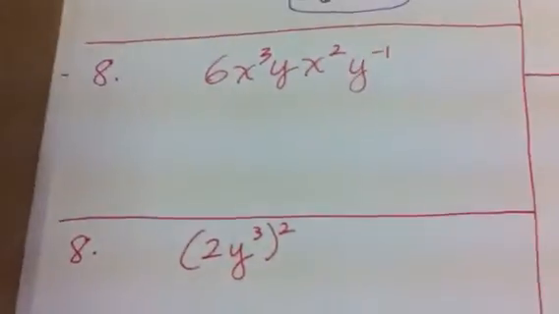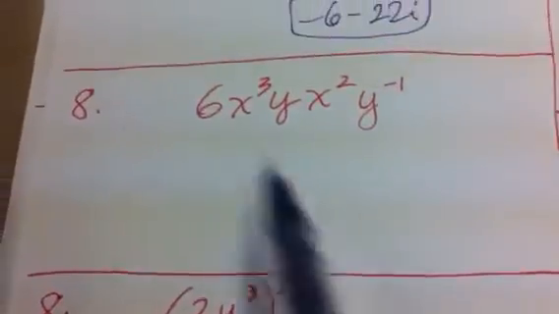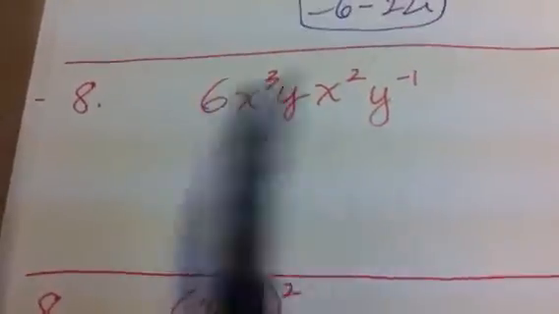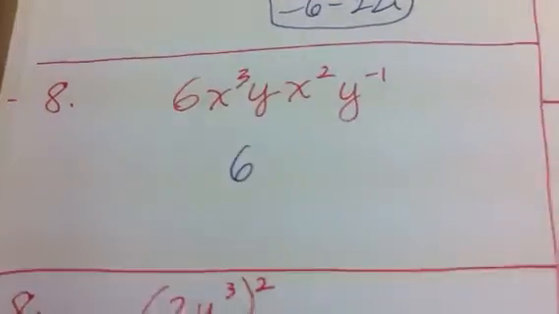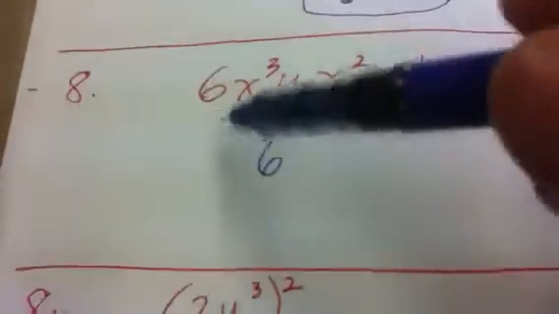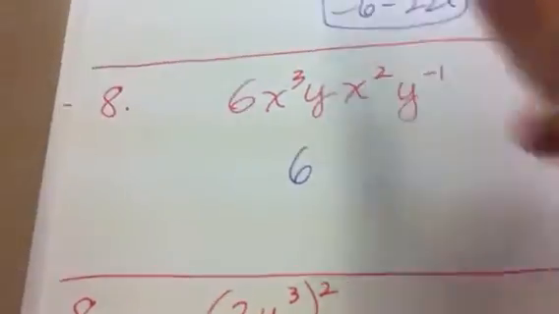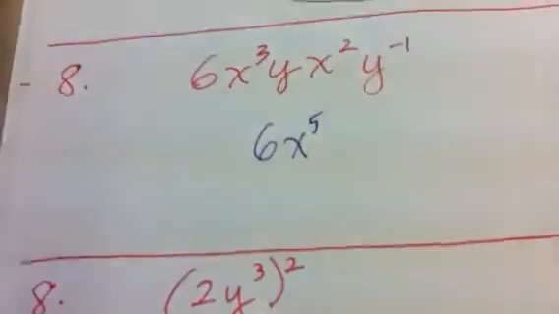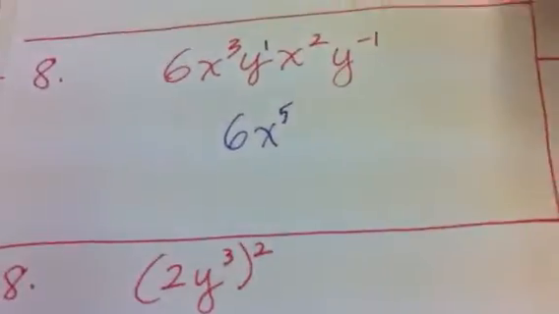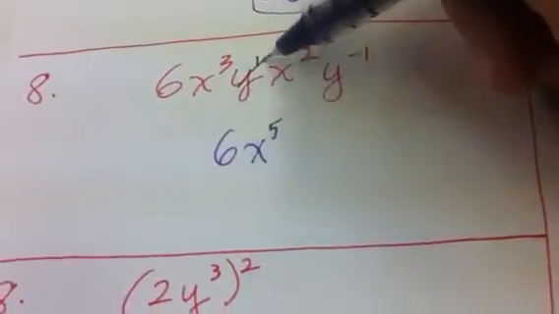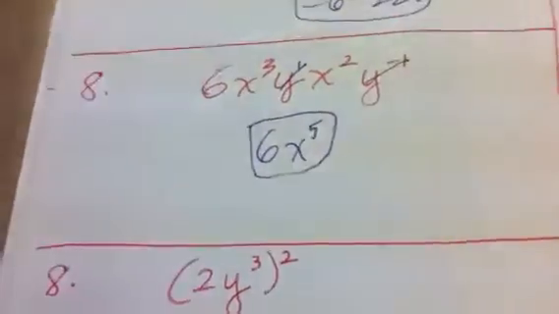Now, 8 is out of the textbook, so I just sort of made these up. The only thing you need to remember, there's basic rules of exponents. Here I just have the one coefficient, and then everything is being multiplied. So when you're multiplying, you add your exponents. So here, 3 and 2 for the x's is going to be 5. And then y, well, that's basically like having a 1 there. And if you add 1 and negative 1, that whole thing goes away. So you're just left with 6x to the 5th.